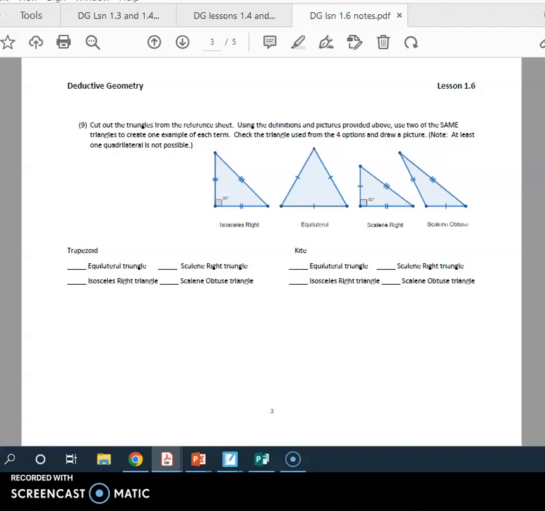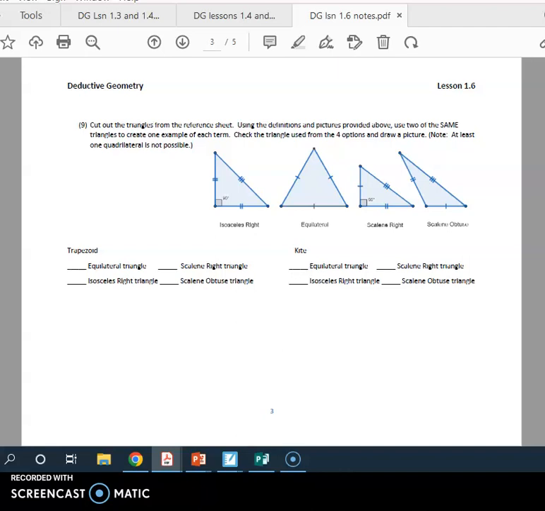And in the last page, we have two sets of triangles. You have two isosceles right triangles, two equilateral triangles, two scalene right, and two scalene obtuse. And what you're trying to do is put two of the triangles together in such a way that they're sharing an edge. So we're not doing a point-to-point like an hourglass. But we're doing two edges, two sides, trying to make a quadrilateral out of the shapes.